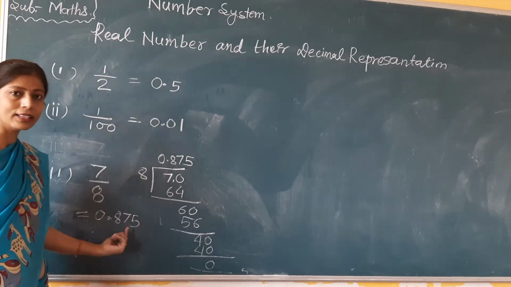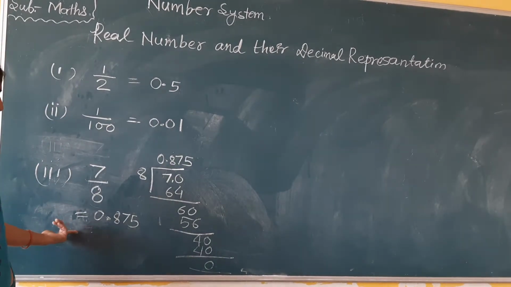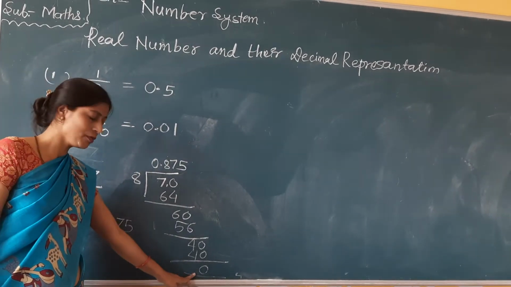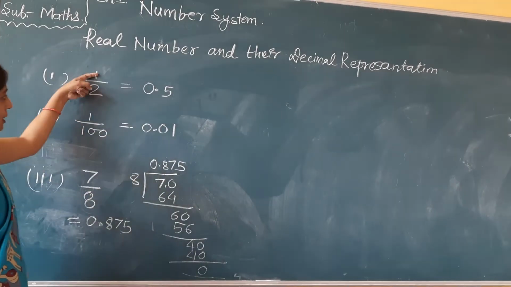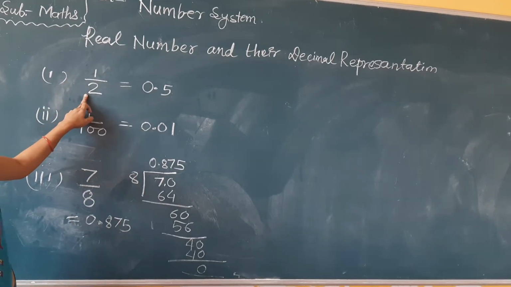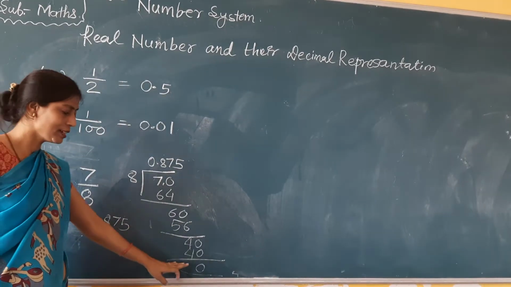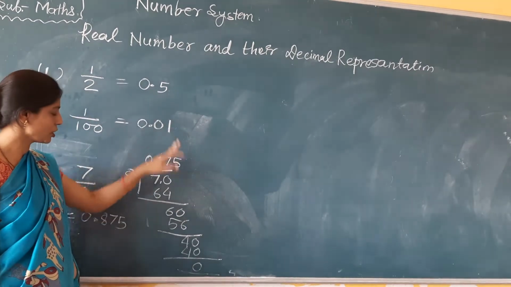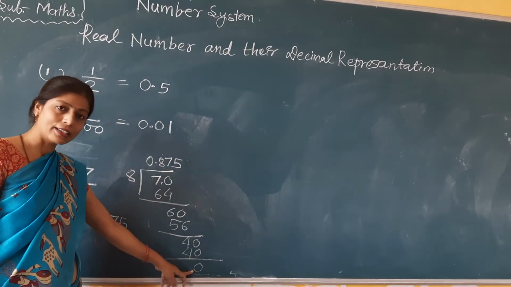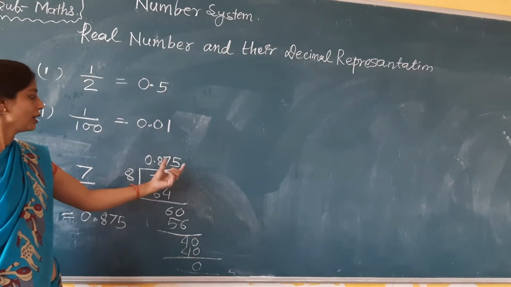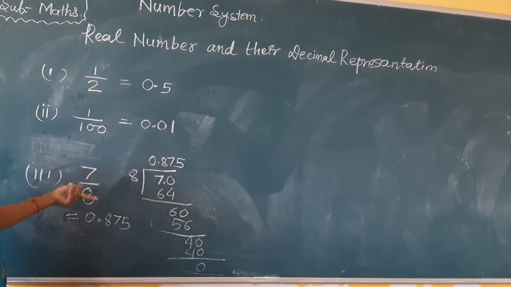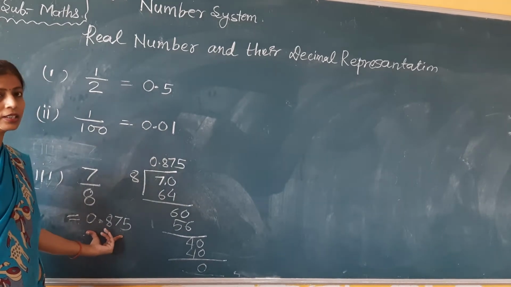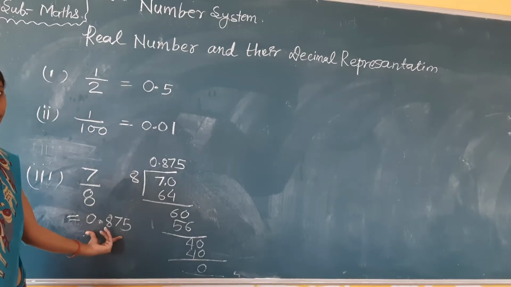So these are called terminating decimal representations, because when we divide the numerator by the denominator, the division ends and we get the remainder 0. In this condition, when we divide and get the remainder 0, the decimal representation of this kind of number is called the terminating decimal representation.